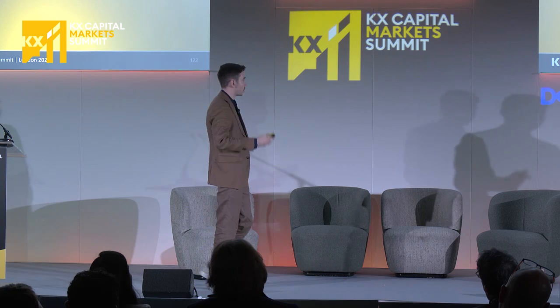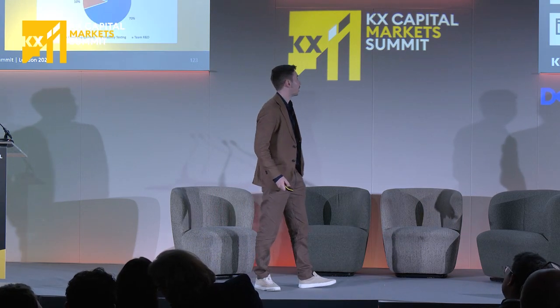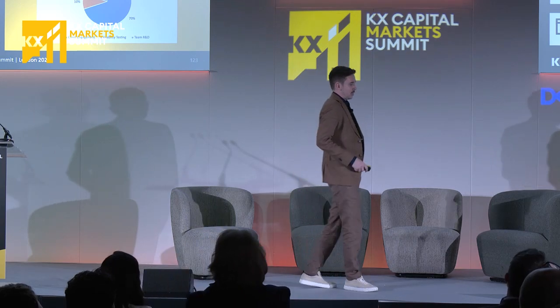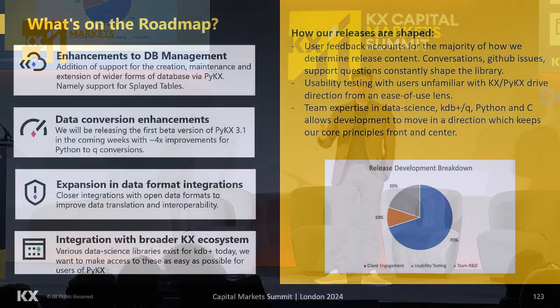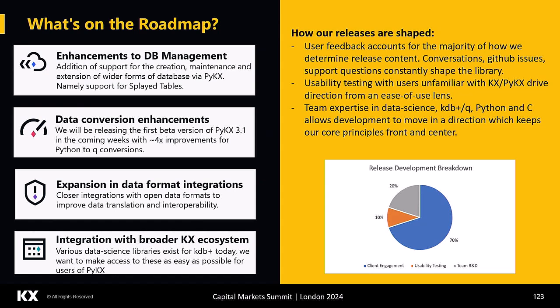And then the future. There's a lot of things that we can do, and there's obviously a lot of things that we have done. But the roadmap as it stands right now contains really two main things. We're enhancing the database management functionality to support splayed tables and basically be in a position that you can maintain smaller data sets. Right now it's partitioned databases only. In addition to that, there's performance enhancements for conversions.